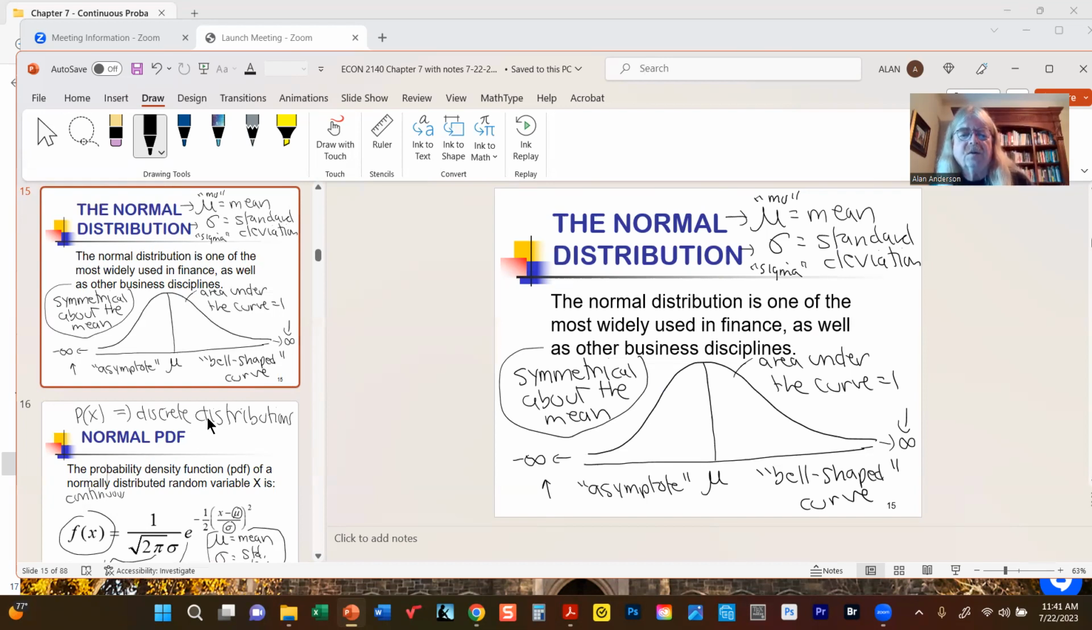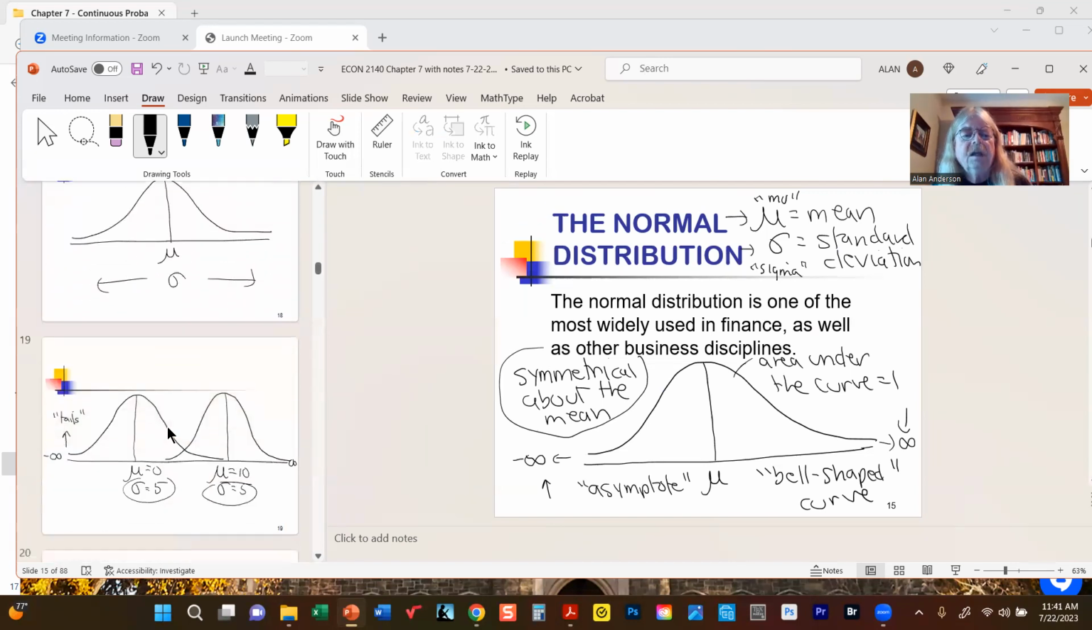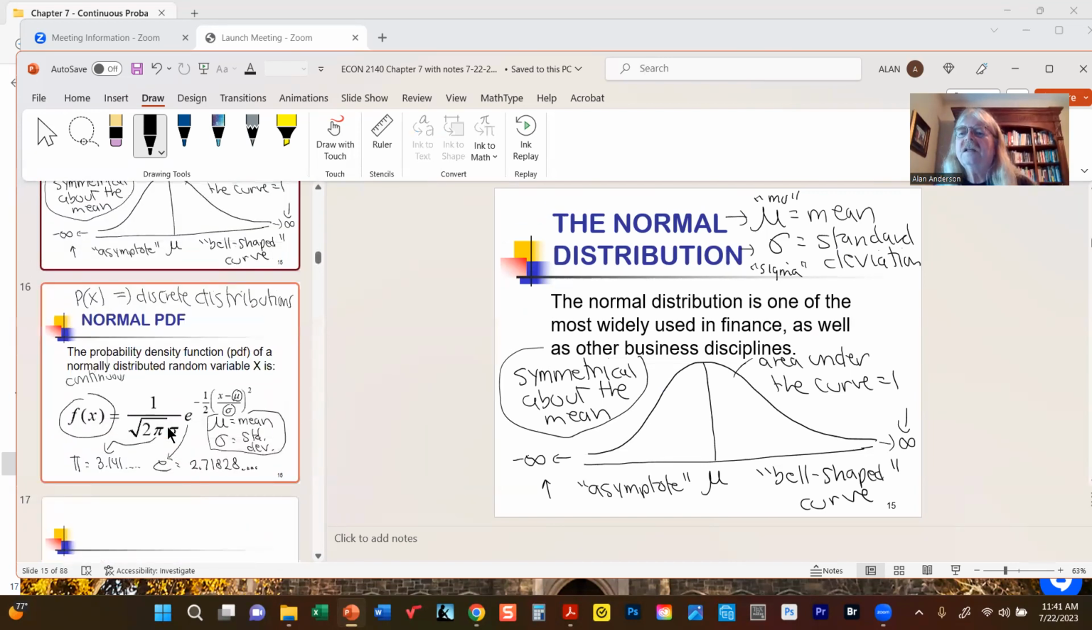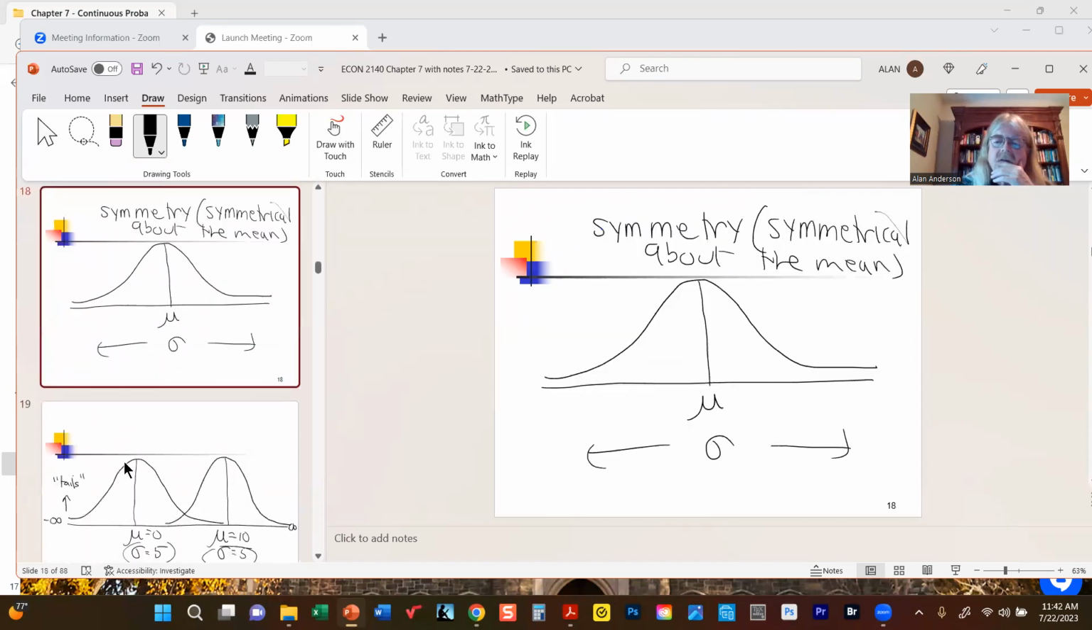Now, let me just show you some graphs. You might recall that we did something like this with the histograms in chapter 6. We saw how for the Poisson and the binomial, the shapes depend on, in the case of the Poisson distribution, the value lambda. For the binomial distribution, the shapes depend on the values of pi, the probability of success, and the number of trials. Well, here, the shapes depend on the mean and the standard deviation. And again, this is your standard normal curve.